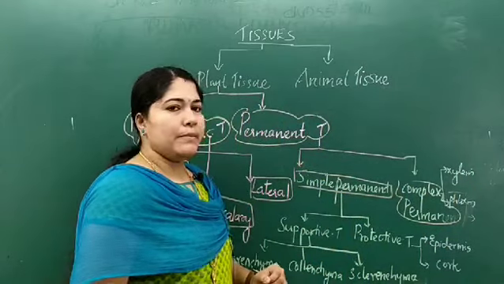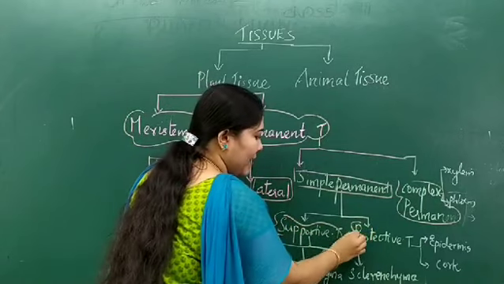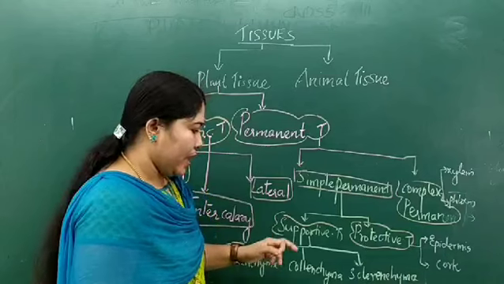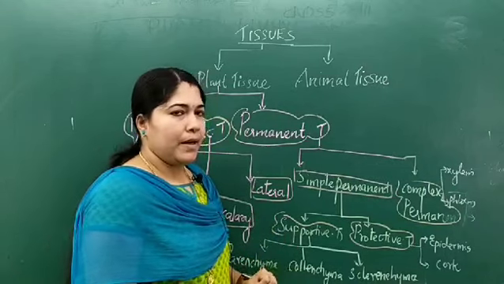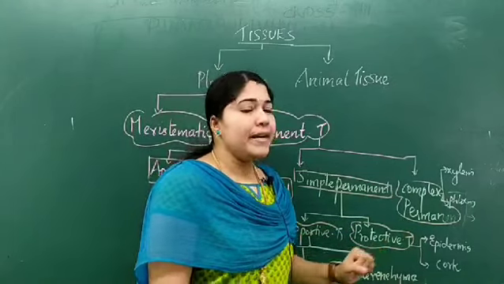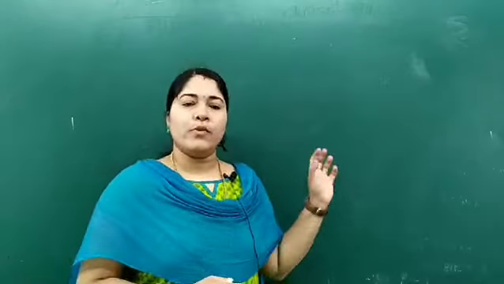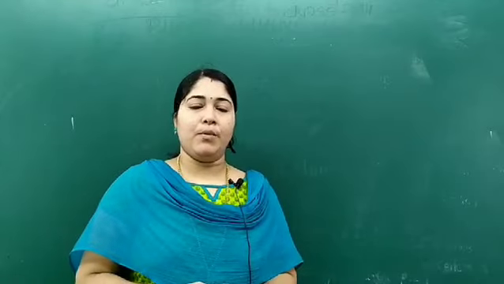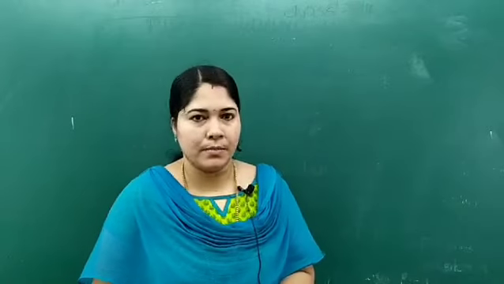Under this permanent tissue, they are classified into simple permanent tissue and complex permanent tissue. Under this simple permanent tissue, there are two types: supportive and protective. Under supportive tissue comes parenchyma, collenchyma and sclerenchyma. Under protective comes epidermis and cork. We have studied the flow chart, and next we will study in detail the meristematic tissue and permanent tissue.